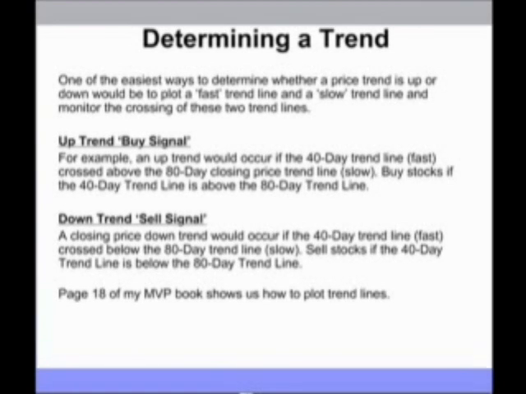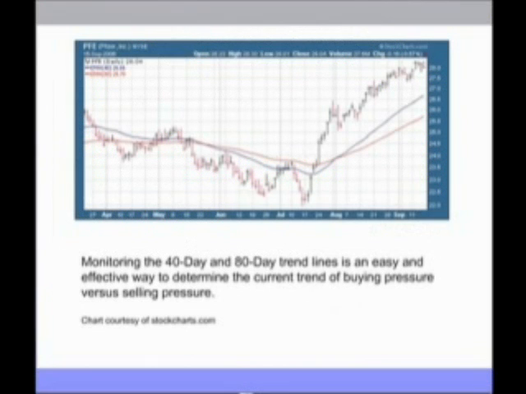Now, one of the easiest ways to determine whether a price trend is in an up or a down mode would be to plot the fast trend line and the slow trend line and monitor the crossing of these two trend lines. For example, an uptrend would occur if the 40-day trend line crossed above the 80-day trend line, and we would want to buy stocks in this example.